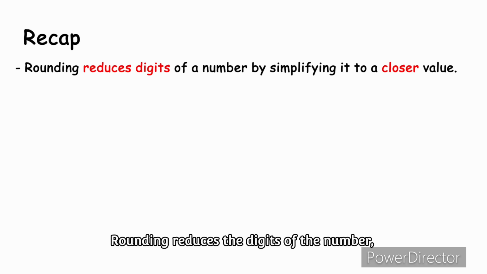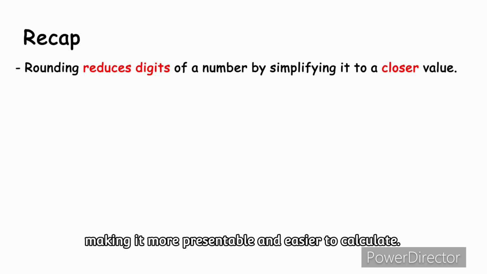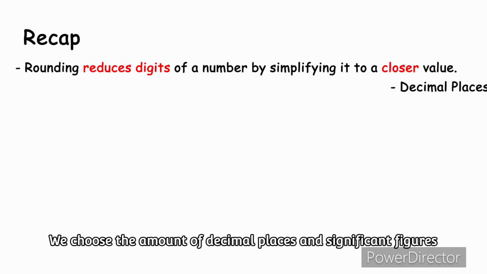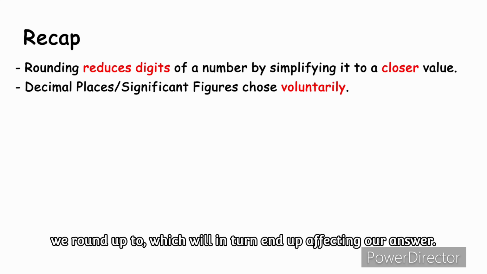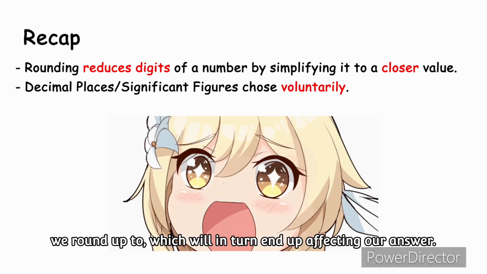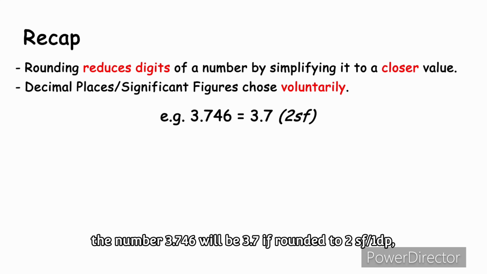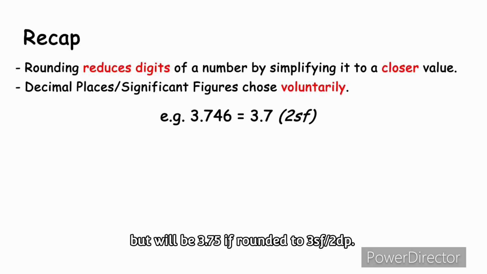Rounding reduces the digits of the number, making it more presentable and easier to calculate. We choose the number of decimal places and significant figures we round to, which will in turn end up affecting our answer. For example, the number 3.746 will be 3.7 if rounded to 2 significant figures or 1 decimal place, but will be 3.75 if rounded to 3 significant figures or 2 decimal places.